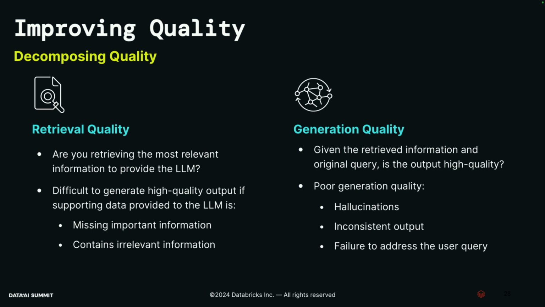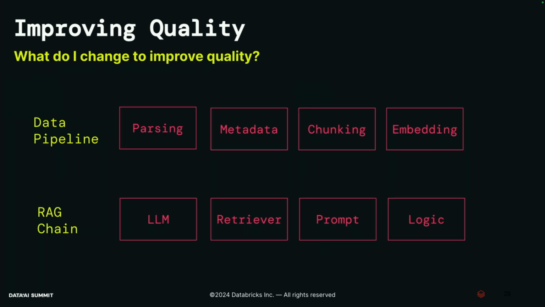On the other side of things, we also have generation quality. So this is thinking about, given the retrieved information that we're providing the model, plus the original query, is the output high quality? Generation quality can manifest itself across many different ways, but you can think of this as hallucinations, inconsistent output, failure to address the actual input query. So given that we have a way of framing this.